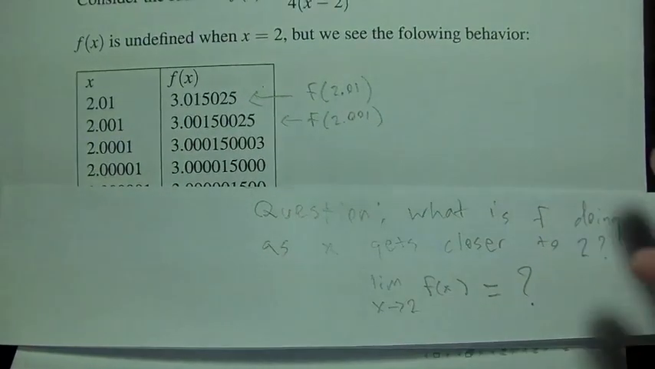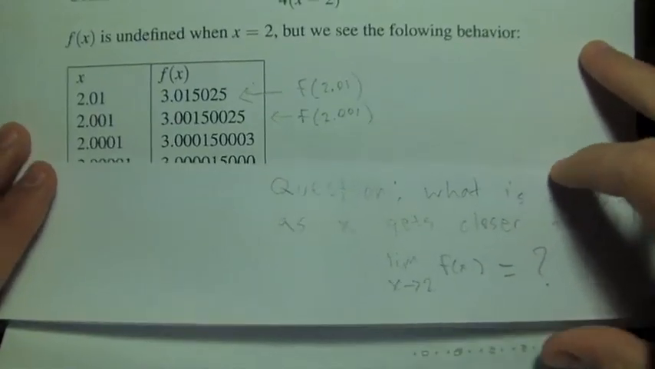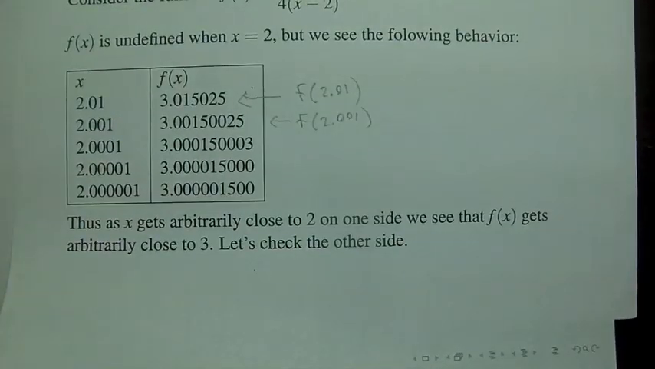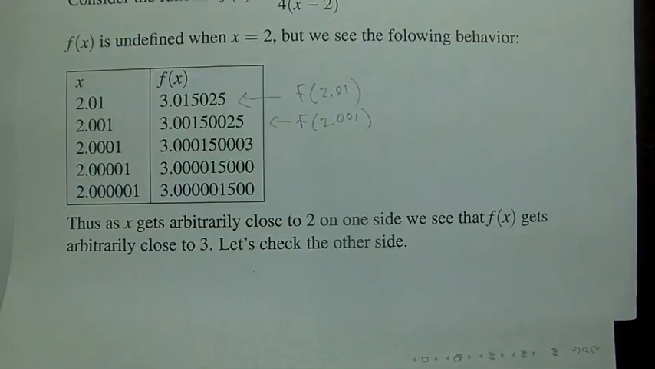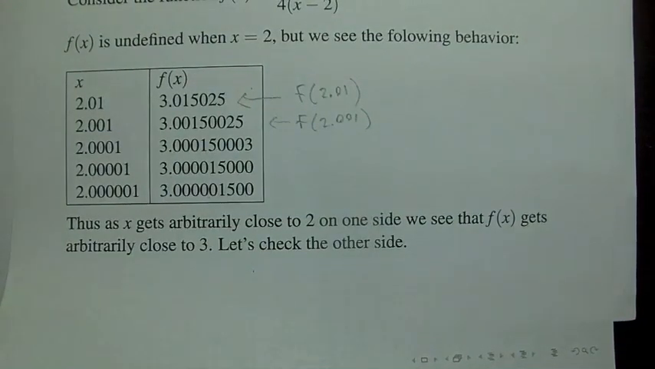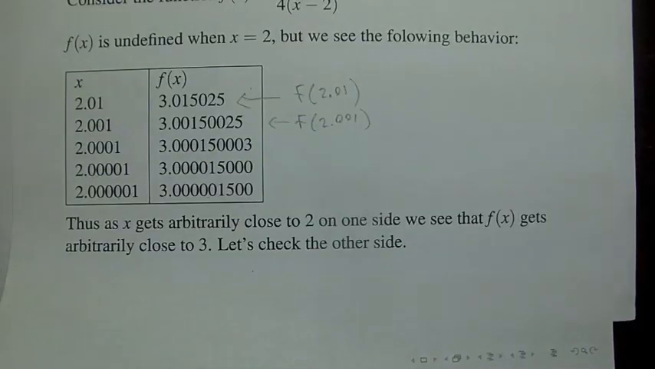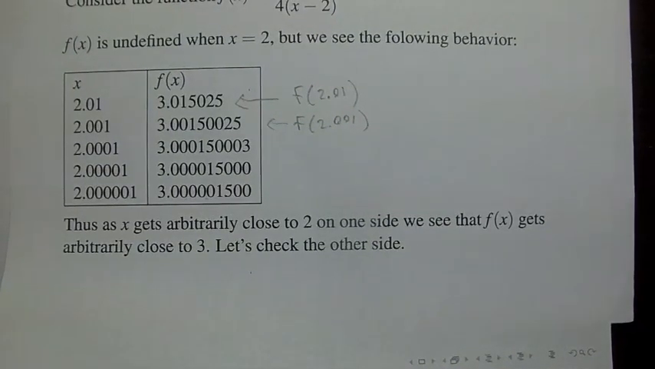So that's what is meant by arbitrarily close. As x gets arbitrarily close to 2 on one side, we see that f gets arbitrarily close to 3. Arbitrarily close basically means that I let x get so close to 2, so close that your calculator would probably just round, and we ask what is happening to f? What is it getting closer and closer to?